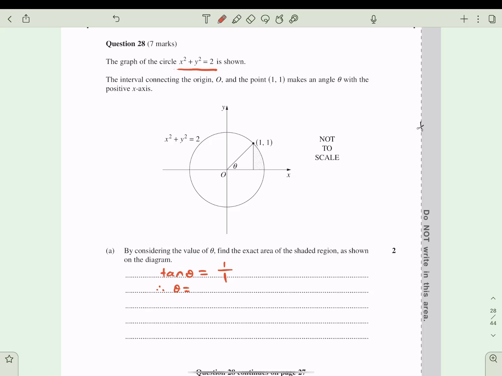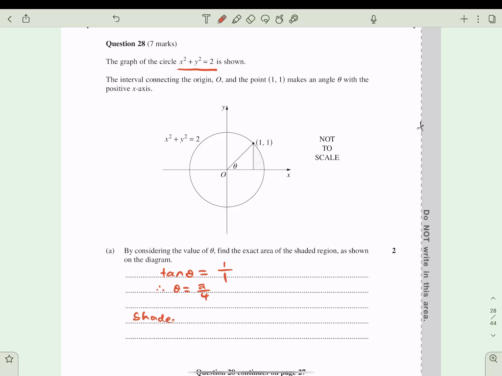So therefore, theta equals pi over 4, or 45 degrees. That's the first step we should do, because the question tells us to consider theta. After that, we see that the shaded area is the area of the entire sector minus the area of the right angle triangle.